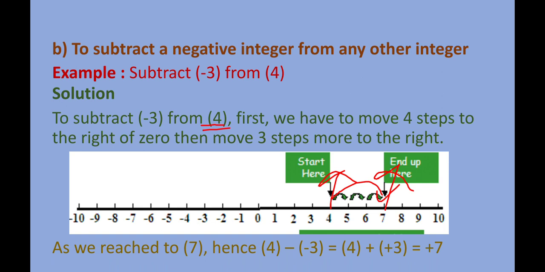If the number is positive, you have to move towards left side. If the number is negative, you have to move towards right side.